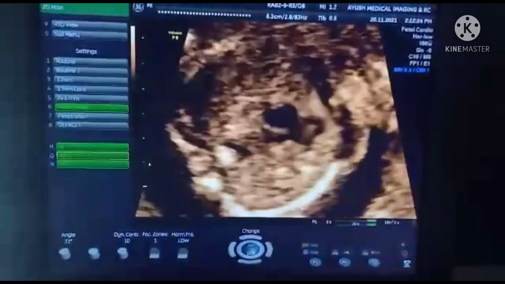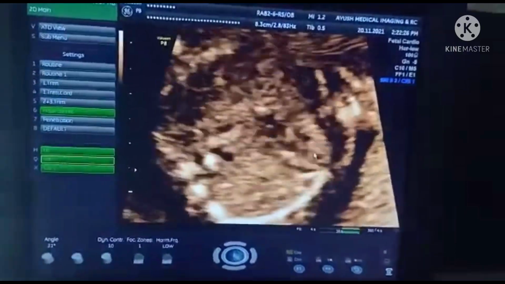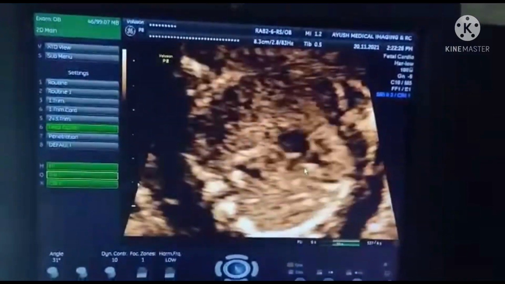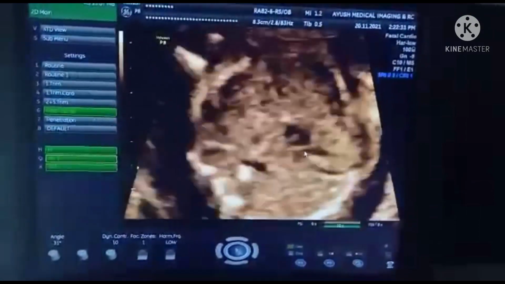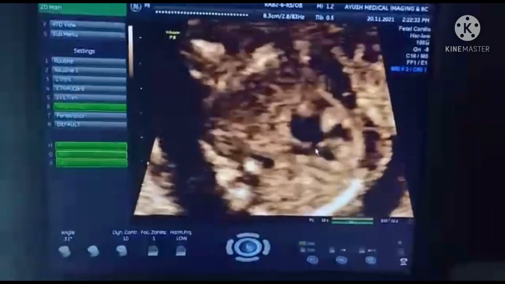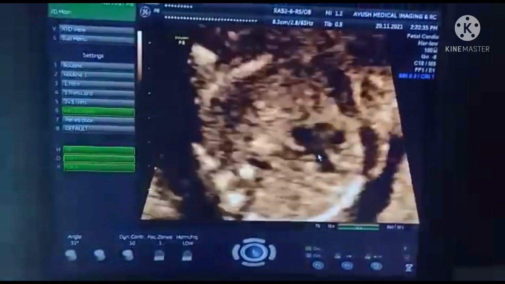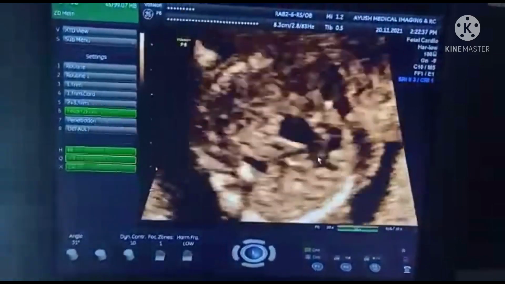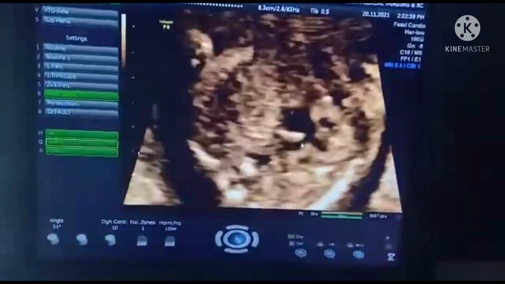And the echogenic focus which is there in the left ventricle, that's a soft marker, and the age of the patient is 33 years. This warrants a possibility of an aneuploidy.